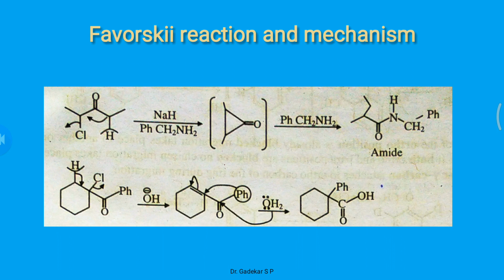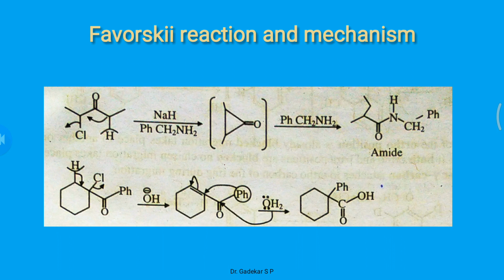In this ketone, the hydrogen first reacts with sodium hydride to form a carbanion. The carbanion reacts with chlorine to form a cyclopropanone, the three-membered ketone. This again reacts with benzylamine to form an amide.